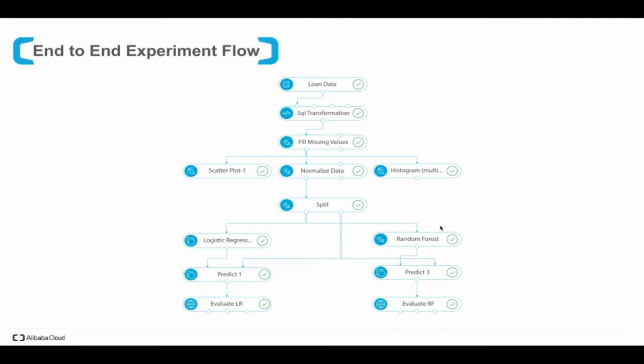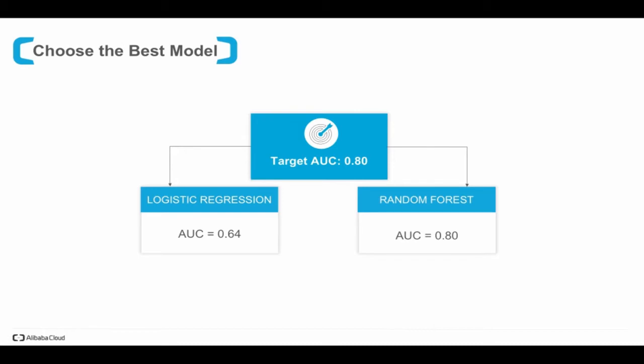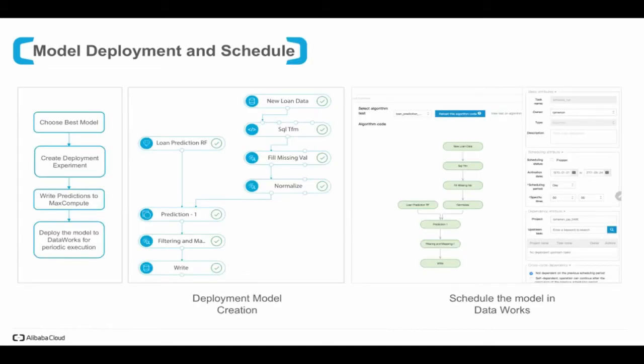So here is an end-to-end flow of our experiment. We started with some basic SQL transformations and then filled up the missing values, did normalization, scatter plots, and histogram as part of EDA. And then we split the data into two, experimented with two algorithms, logistic regression and random forest. We found that our target AUC was 0.8. Random forest has actually met that number. So we will use a random forest based model for deployment. The way we will do deployment is we will choose the best model, and based on the best model we will create a deployment experiment, and the predictions can then be written back into MaxCompute.